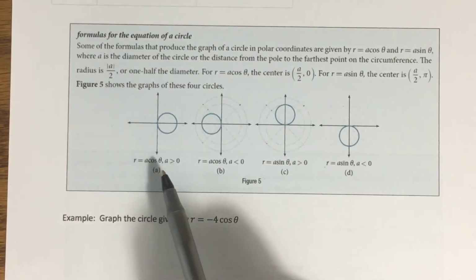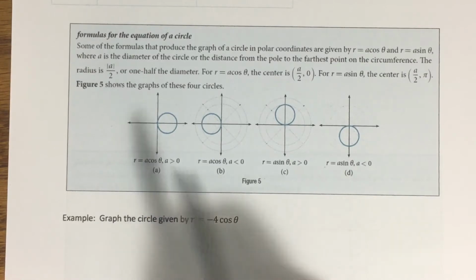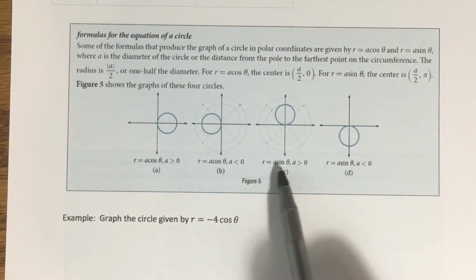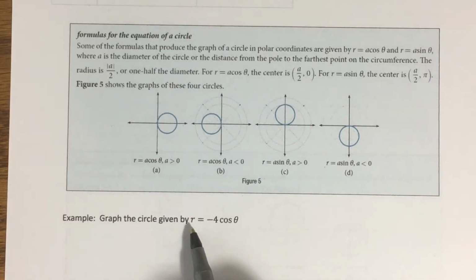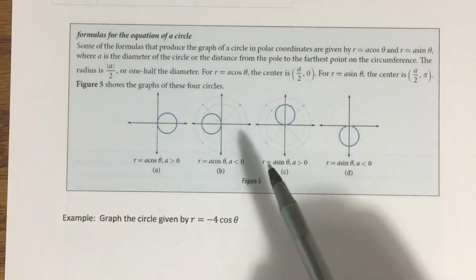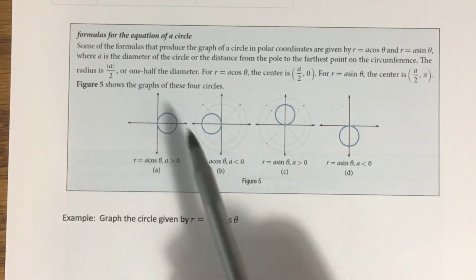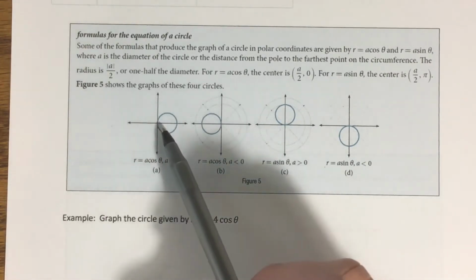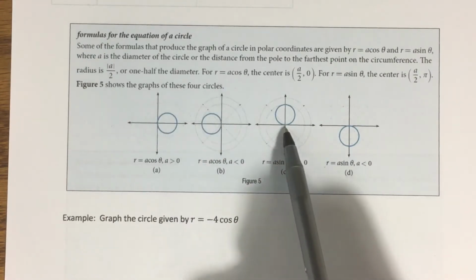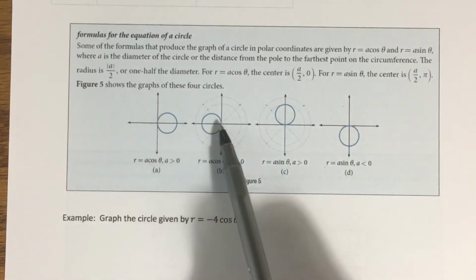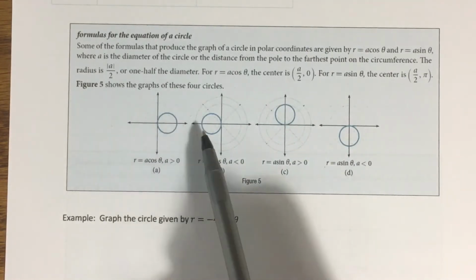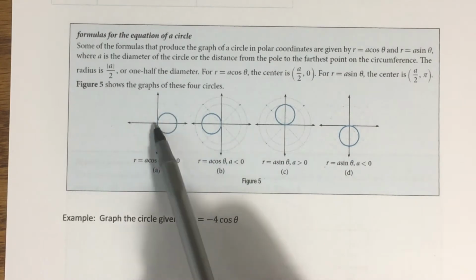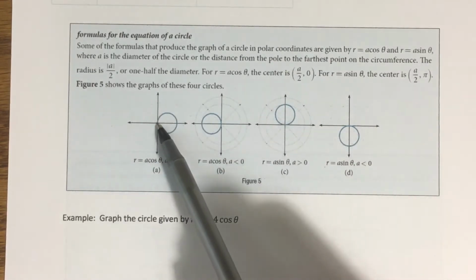Anytime we're looking at an equation of the form r equals a cosine of theta, or r equals a sine of theta, where a is some non-zero constant, we get a circle, but not just any circle. It's a specific type of circle. The circle will always contain the pole. You see all 4 of these examples, the pole is included on that circle. And the circle is always going to open away from an axis.